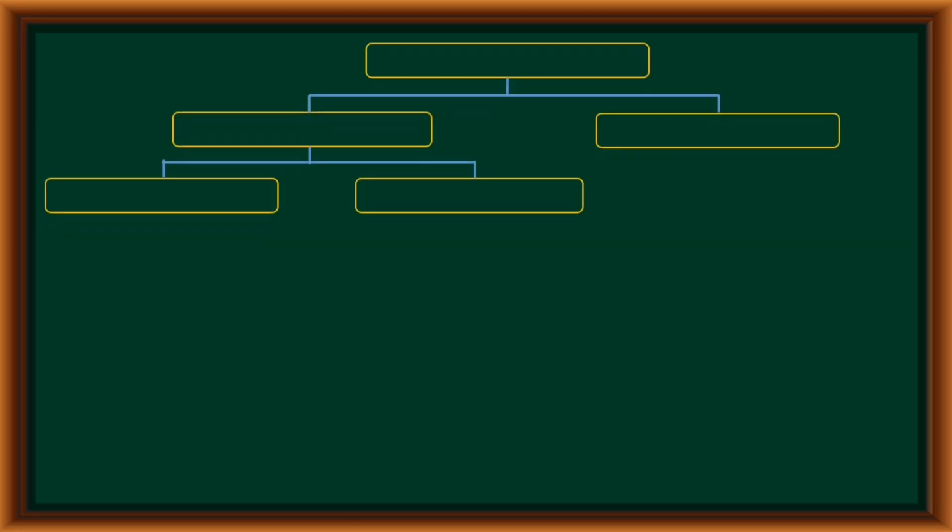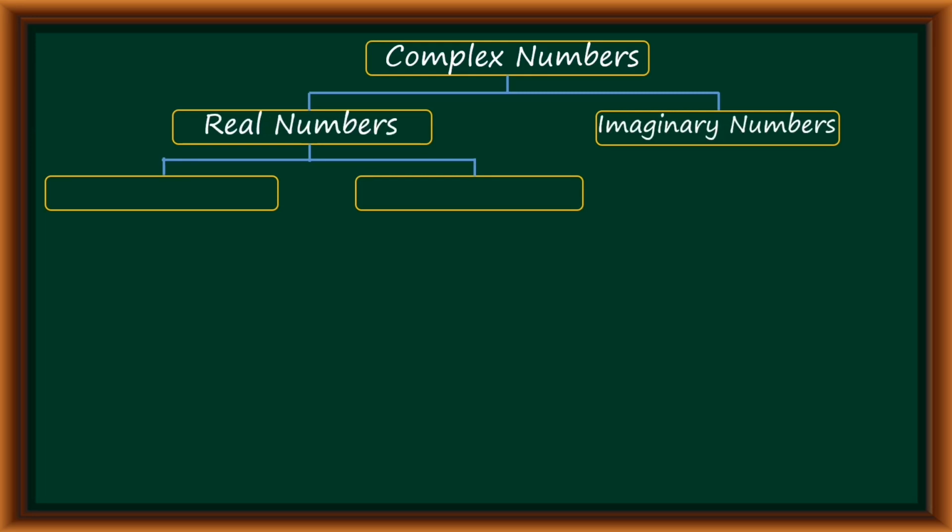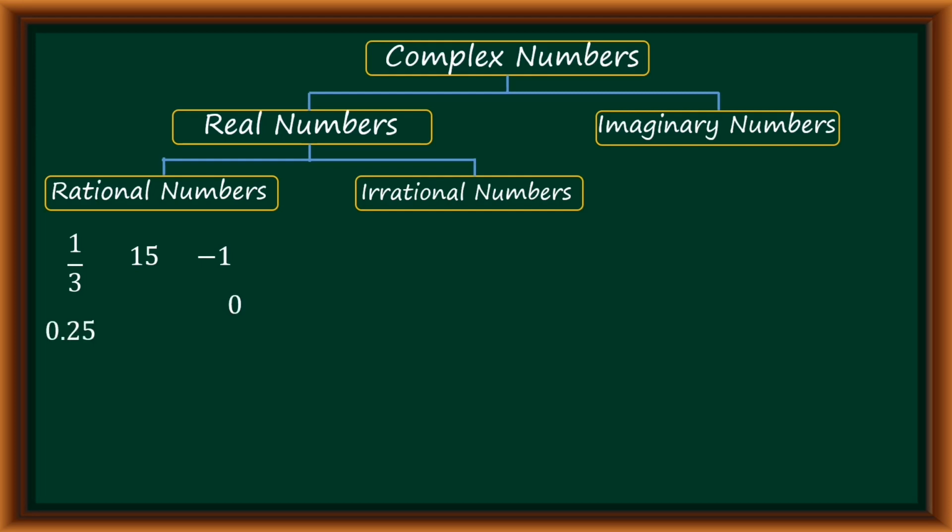Before we proceed to the main lesson, let us have a quick review on the number system. From complex numbers, we have the real numbers and imaginary numbers. From real numbers, it is divided as rational numbers and irrational numbers. From rational numbers, we have the fractions, whole numbers, negative numbers, 0, terminating decimals, non-terminating but repeating decimals, and square roots of perfect squared numbers.